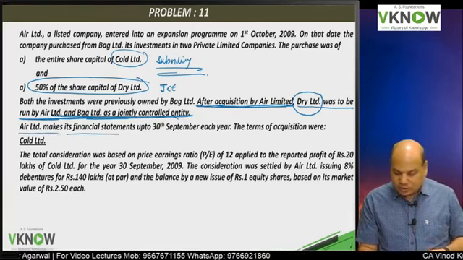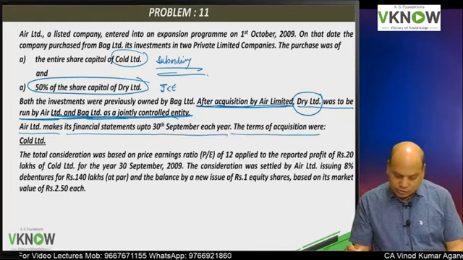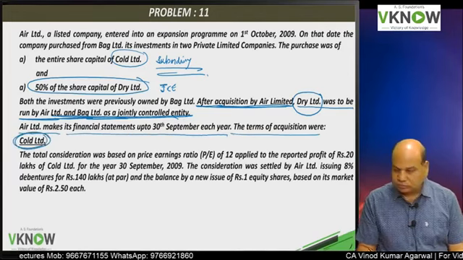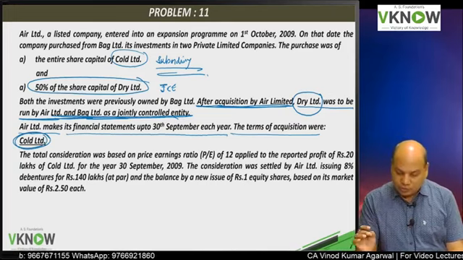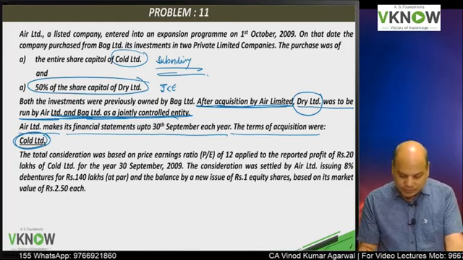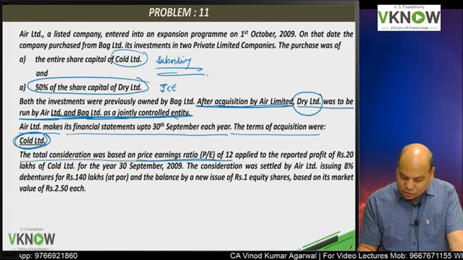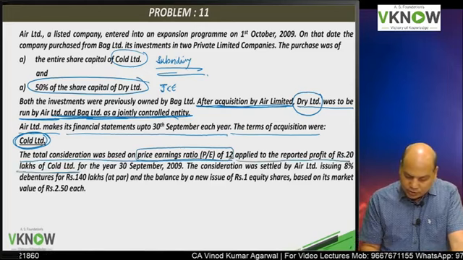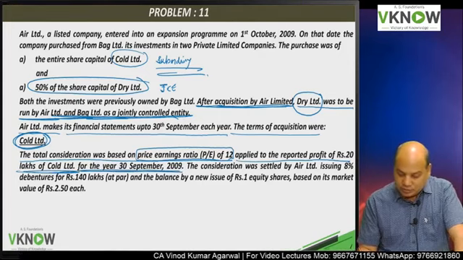Air Limited prepares its financial statements up to 30th September each year. The terms of the acquisition were as follows. So now they have acquired Cold Limited. Now details of Cold Limited are given to you for the purpose of computing purchase consideration. The total consideration was based on a price earning ratio of 12 applied to a reported profit of 20 lakh for the year ended 30th September 2009.